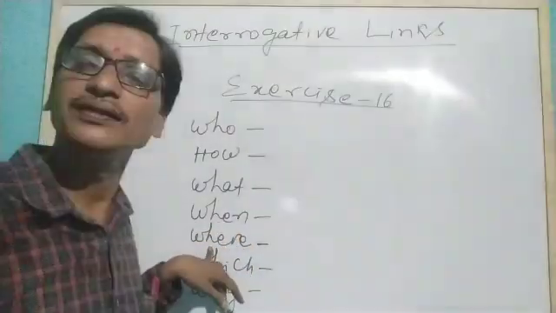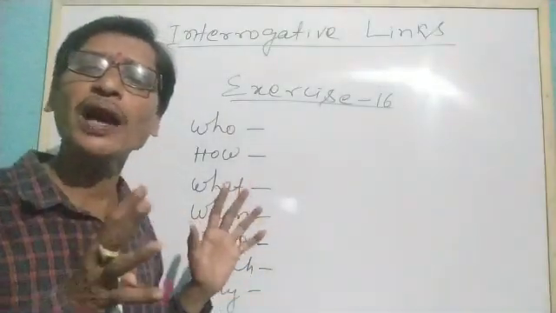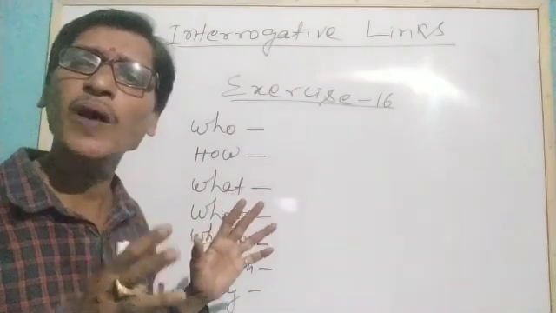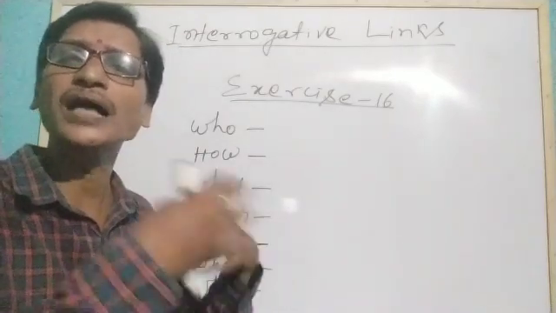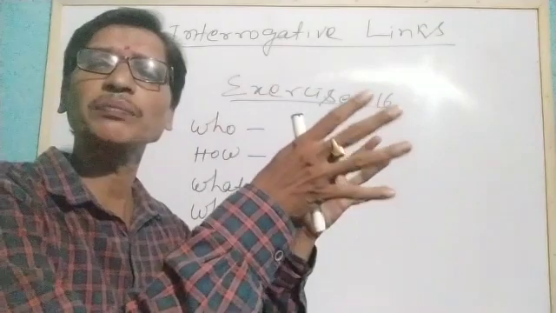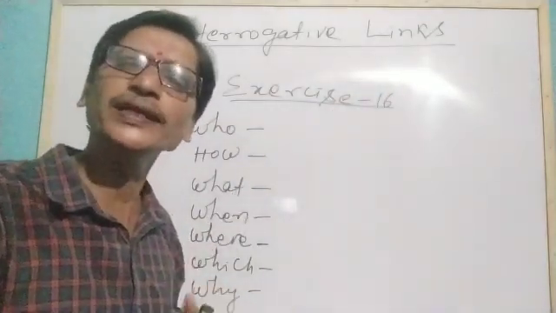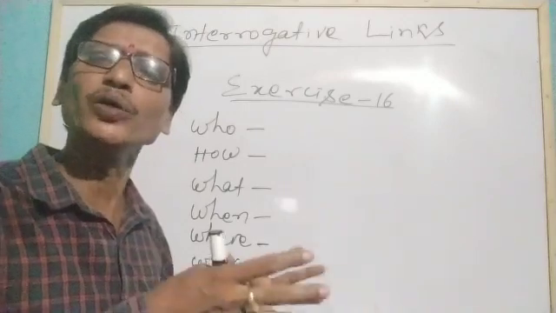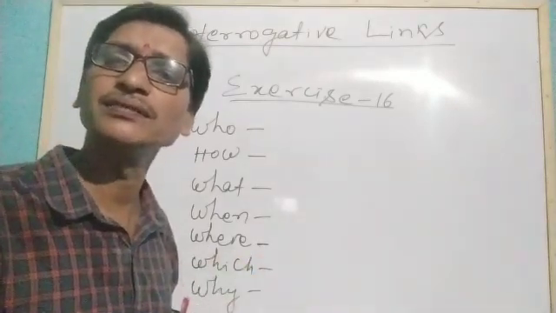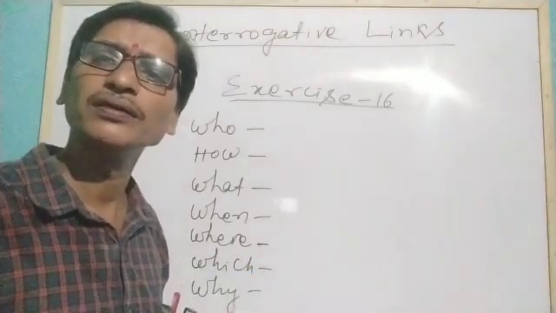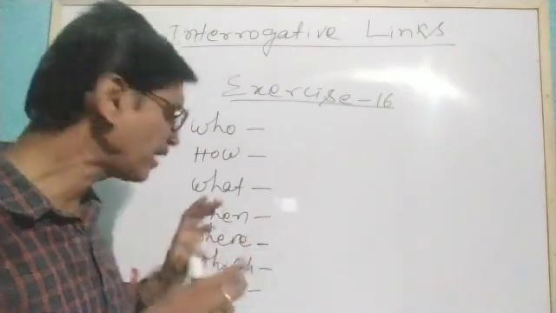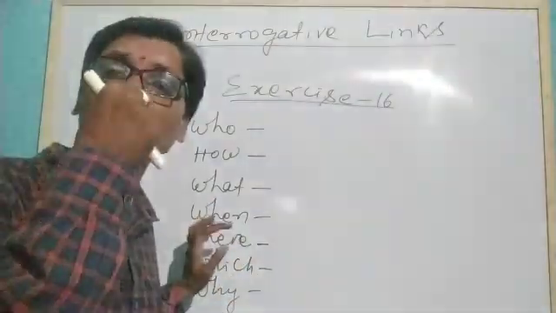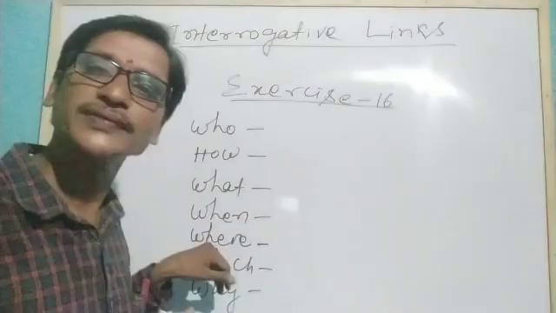Similarly, we use the interrogative word where to ask about the location or the place. Where is your school? Where did you buy this dress? So when we want to know about the location, we use where.